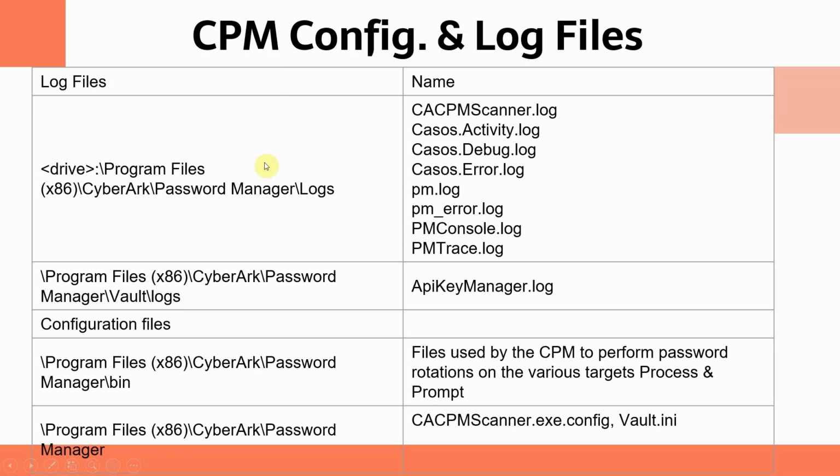Let's suppose you are getting some issue related to your scanner service or your auto discovery, you can check this CACPM scanner log. This is the main log file for your scanner service, and your discovery related errors you will also find under this CPM scanner log.